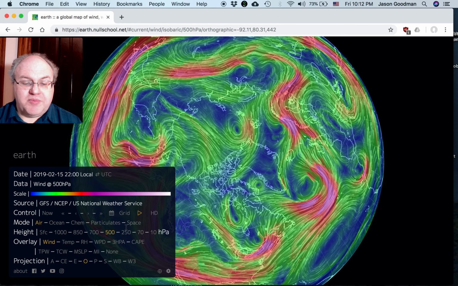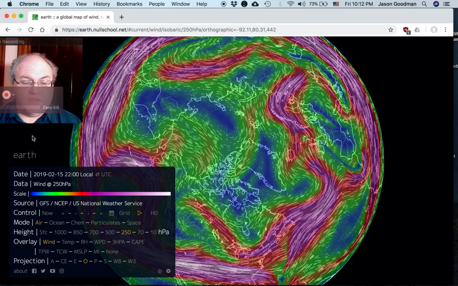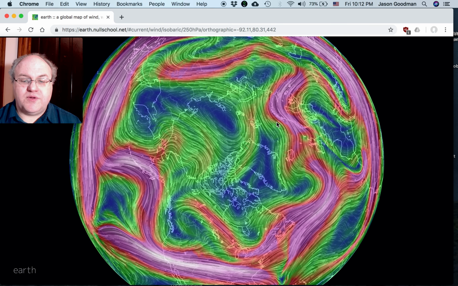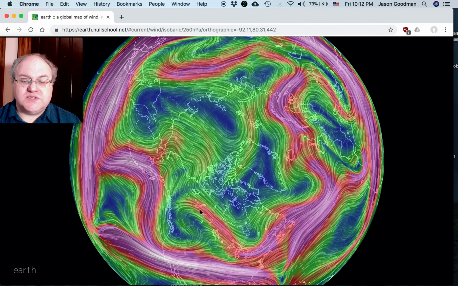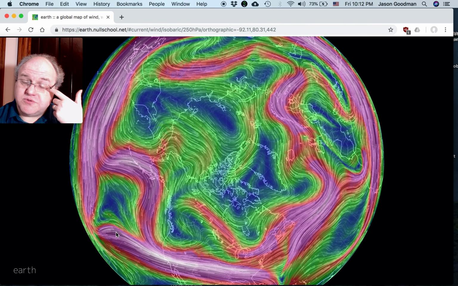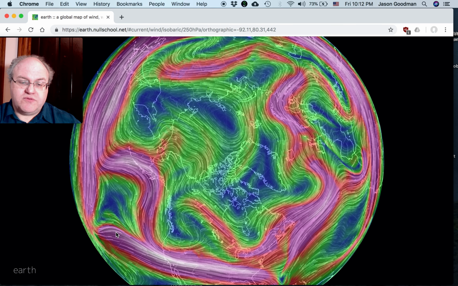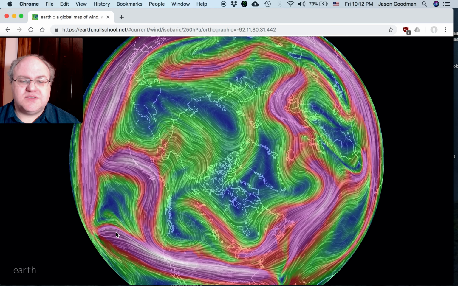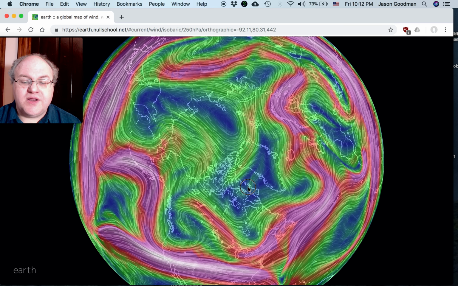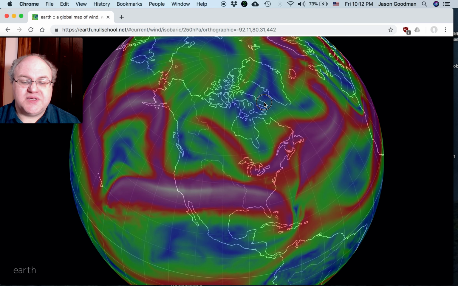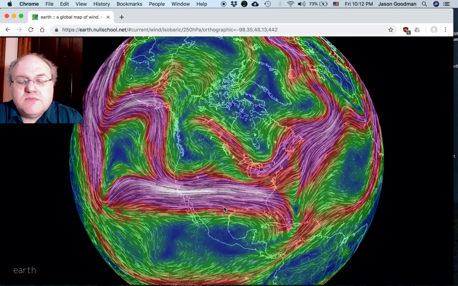If you go even higher up in the atmosphere, this pattern becomes even more clear. Once again, you can see this counterclockwise rotation of winds, always blowing from west to east. This is the jet stream. These are the westerly winds because they blow from the west.